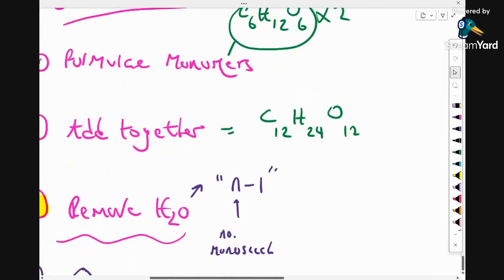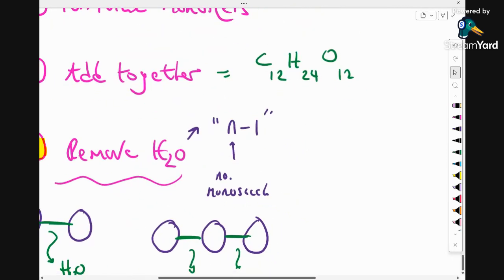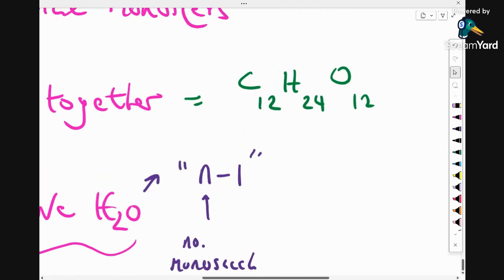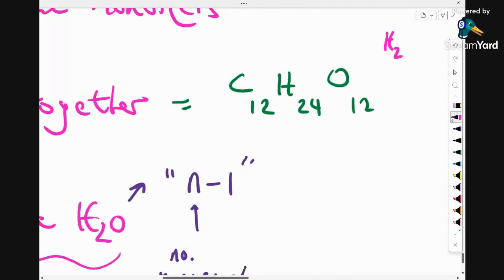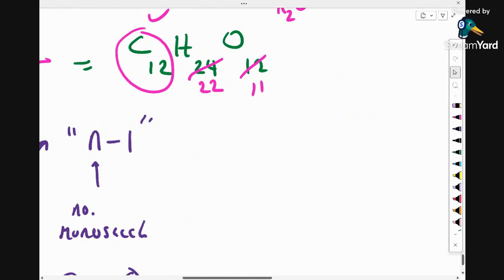So in our case, we're adding 2 together. So n minus 1 is 1. So 2 minus 1 is 1. So therefore, we will only lose one water molecule. So all you do is now remove one water, H2O, right? 2 hydrogens and an oxygen from this. So carbon stays the same, happy with that. 2 hydrogens, this becomes 22, and 1 oxygen, this becomes 11. So your molecular formula for 2 glucose molecules to put together, so maltose, would be C12H22O11.